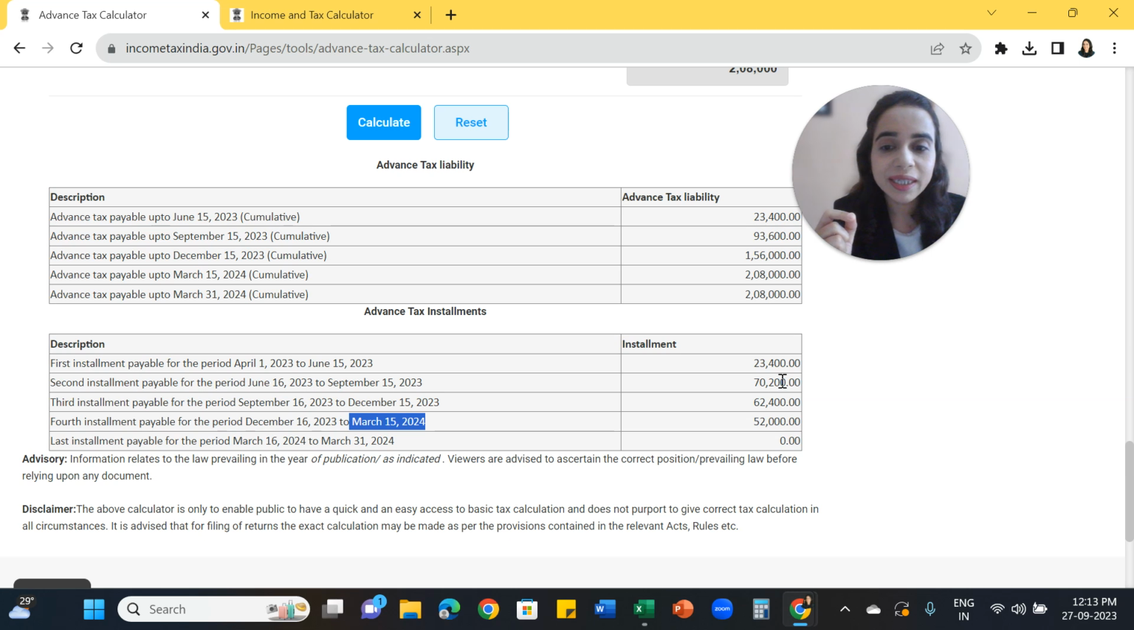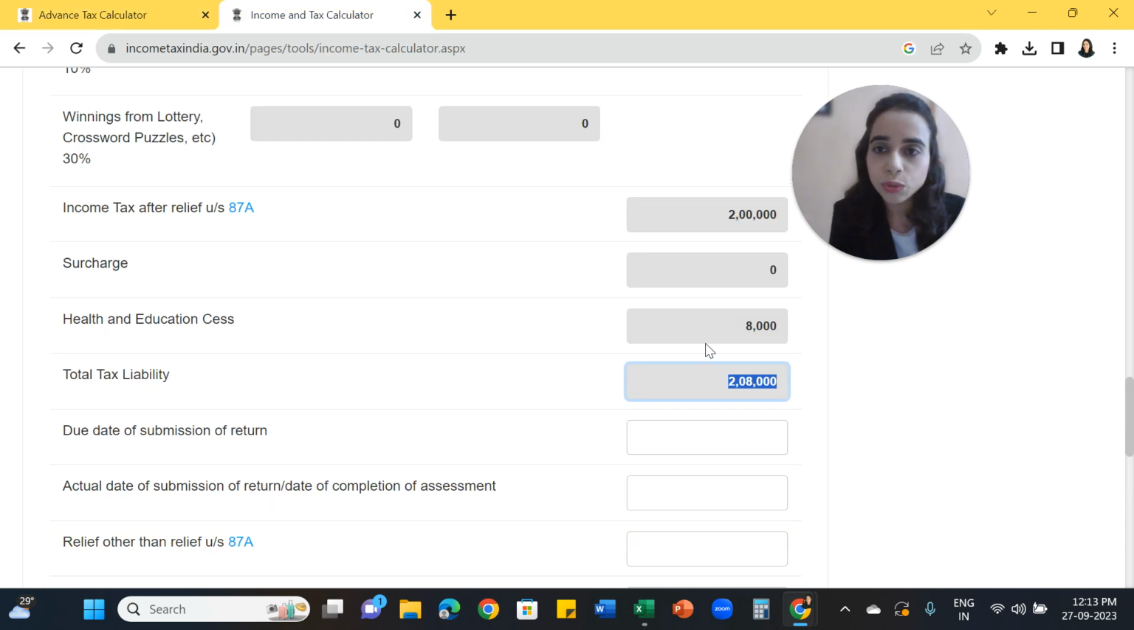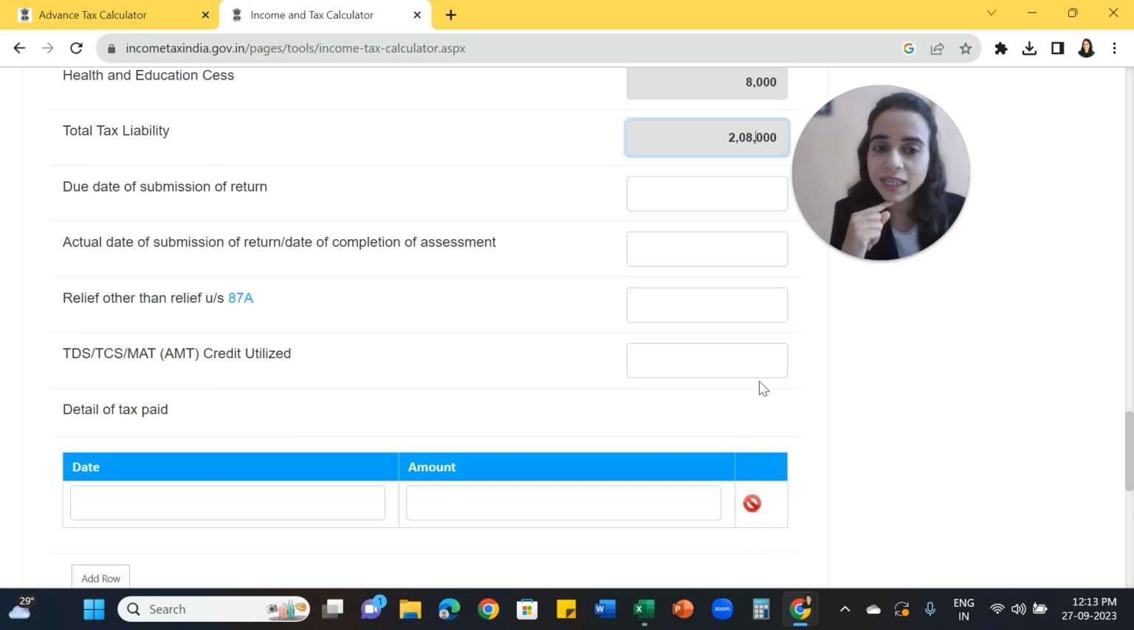So you see that there are different amounts. This calculator is basically telling us this much advance tax you should have paid in this particular quarter. All right, now I'll come to the income tax calculator. This is also telling me the same 2,08,000. Now this is not telling me slabs.